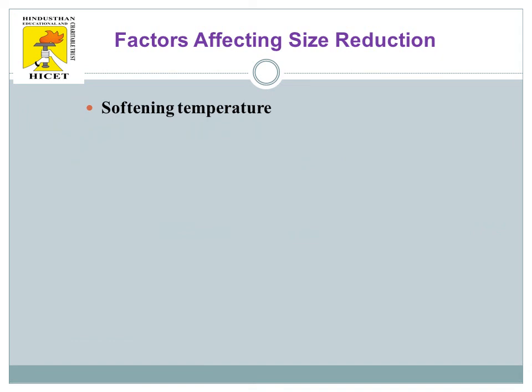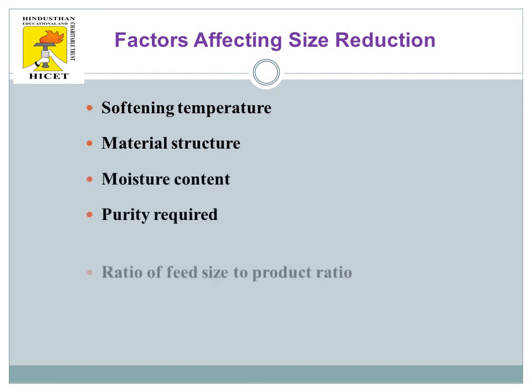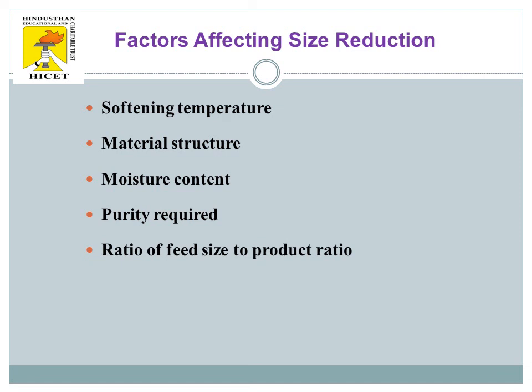The remaining factors which affect the size reduction are the softening temperature, material structure, moisture content, purity required, ratio of feed size to product size, bulk density, and physiological effect. So these are the remaining factors which also affect the size reduction operation.